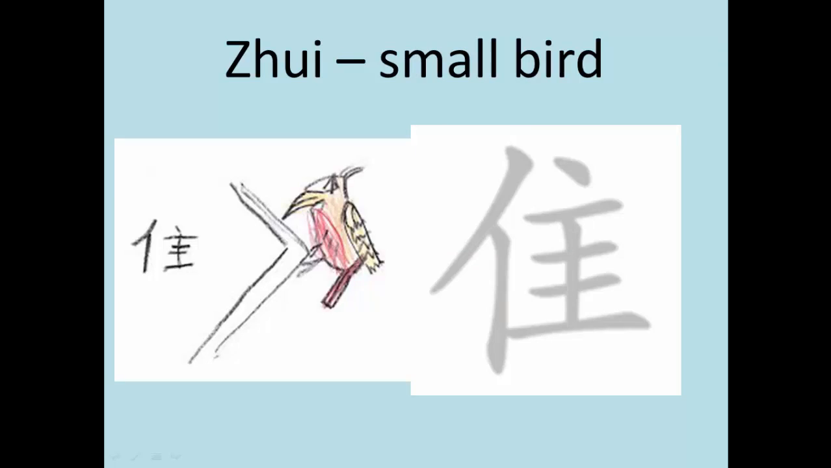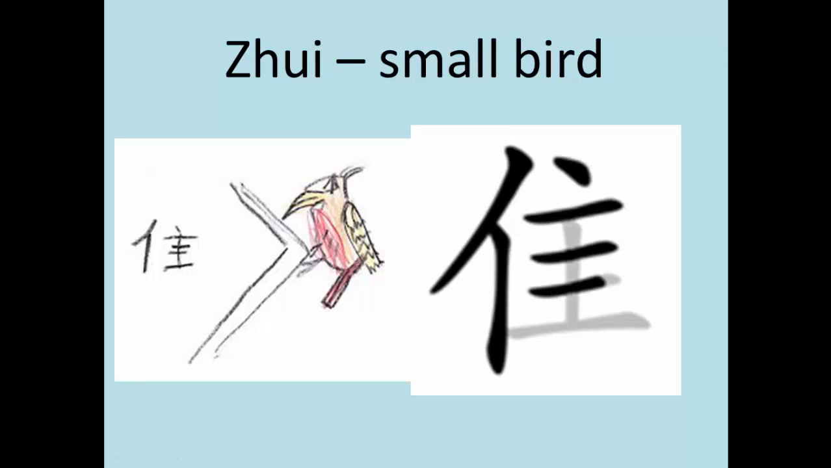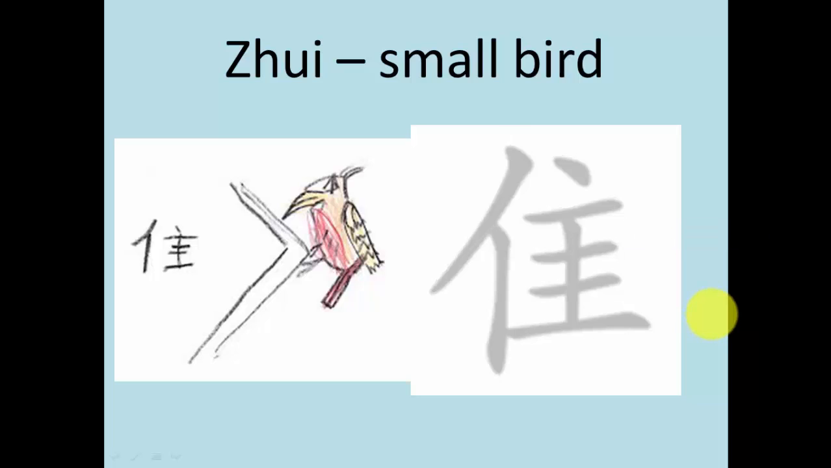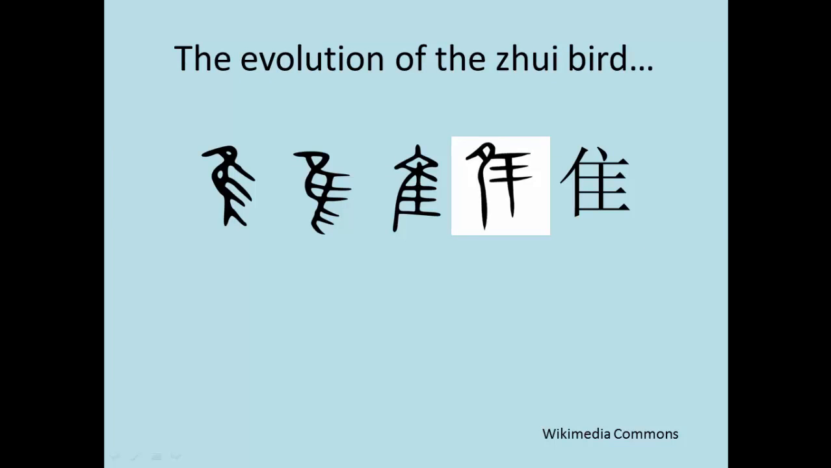The other radical you need to know for this lesson is the small bird radical, Zhui. It has the person radical, a dot, and this shape here that looks like a king, but with 4 rungs instead of 3. The Zhui radical, initially 3,000 years ago, looked like a bird. And you can see as it evolved, it looked less and less like a bird until we get what we have today.